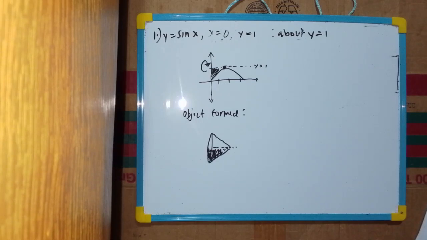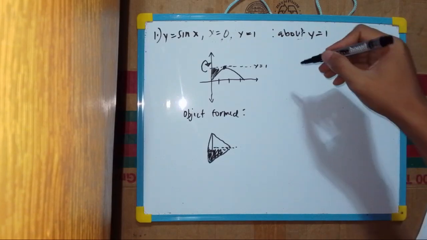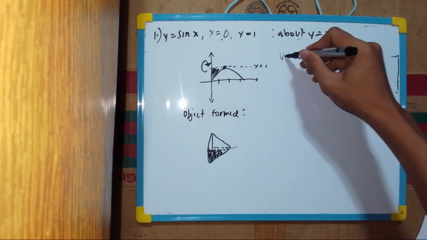Now, since we are revolving around a horizontal line, we will use the washer method. The washer method is given by this formula.